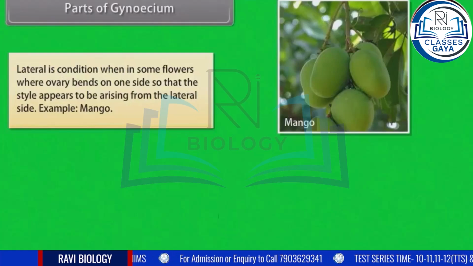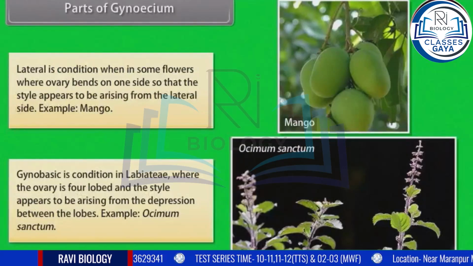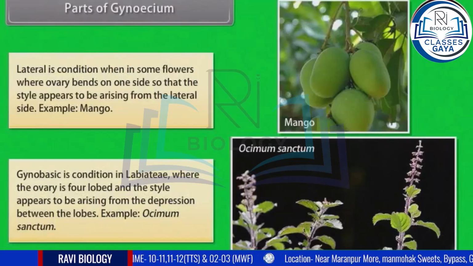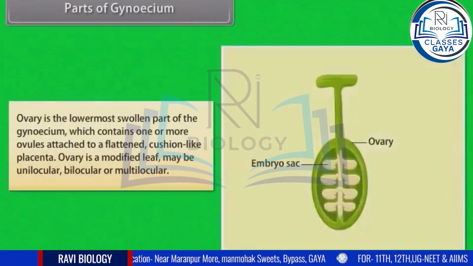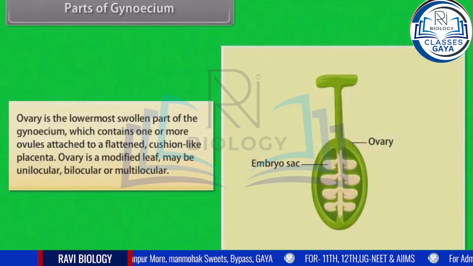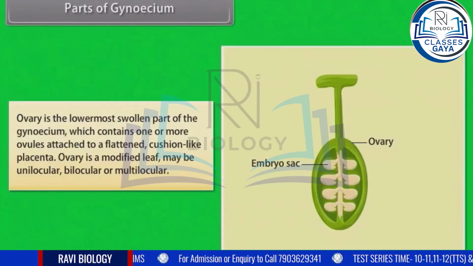Example: mango. Gynobasic is the condition in Labiatae where the ovary is 4-lobed and the style appears to be arising from the depression between the lobes. Example: Ocimum sanctum. Ovary is the lowermost swollen part of the gynoecium, which contains 1 or more ovules attached to a flattened, cushion-like placenta. Ovary is a modified leaf, may be unilocular, bilocular, or multilocular.